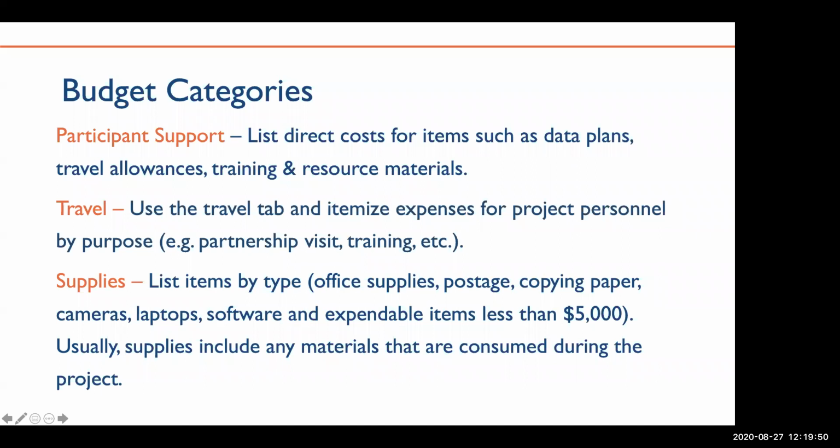So costs that fall under participant support may include items like data plans, travel allowances, training, and resource materials. Most participant support costs should be for youth participants. However, we also consider educators or other facilitators to be participants in your budget. For example, if your budget includes stipends to educators, this would fall under this participant support category.